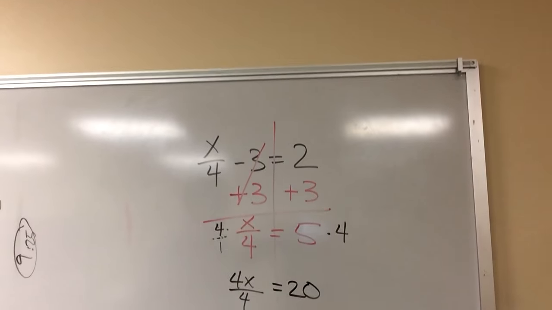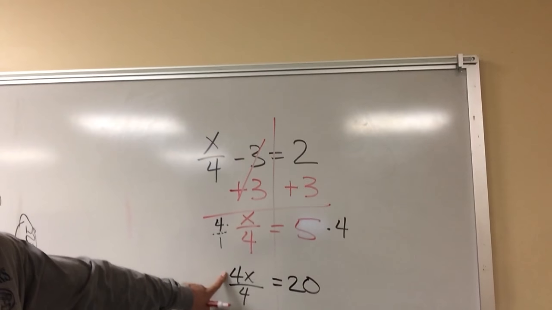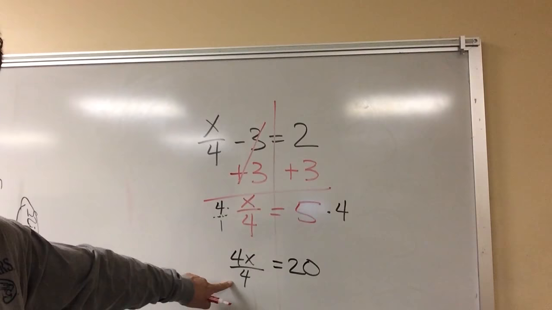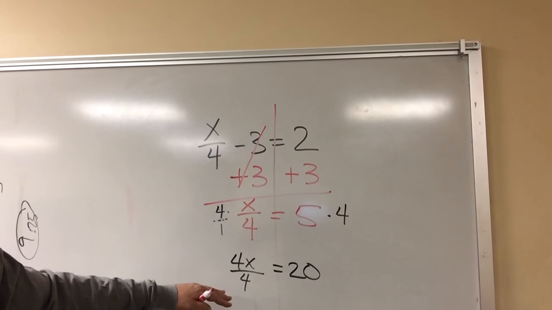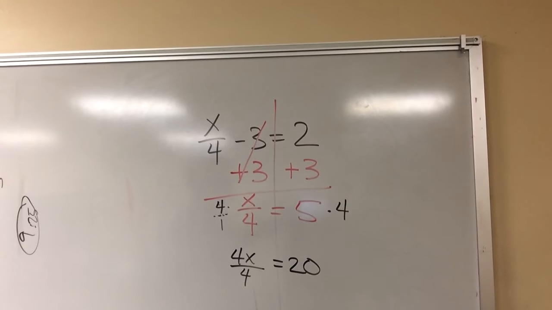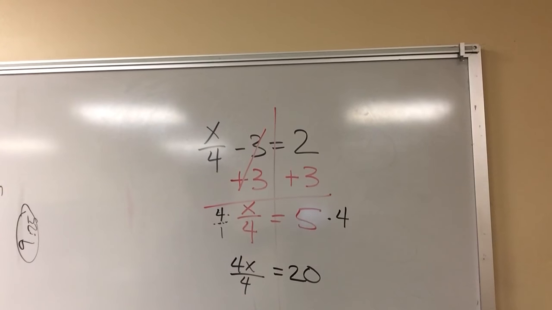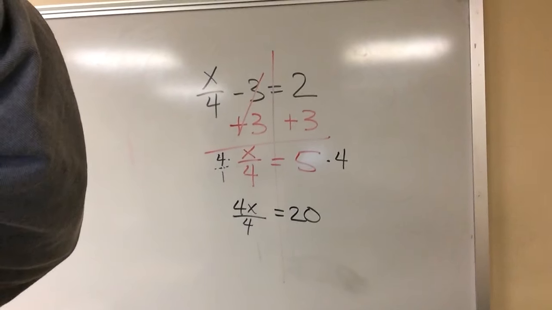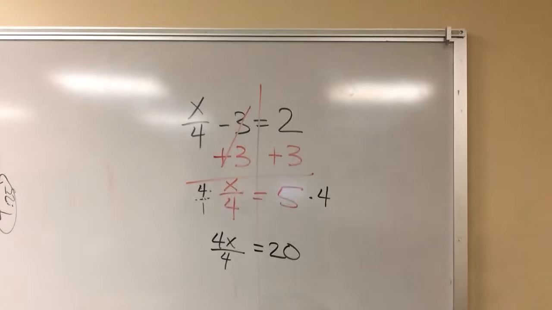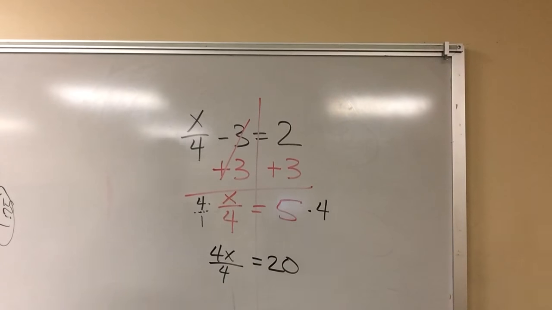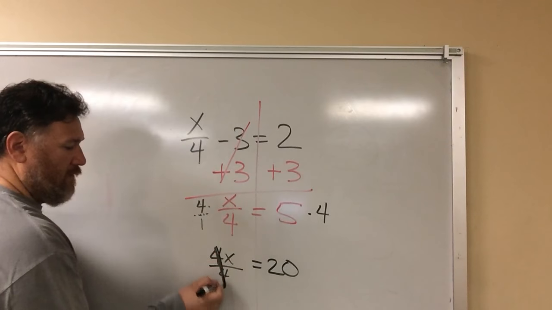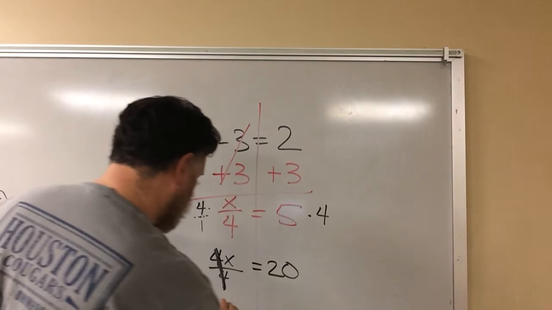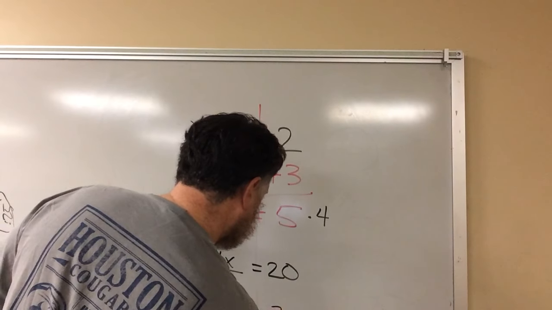You can see here on our equation that we have 4 divided by 4. That's going to cancel out. 4 divided by 4 is 1. So we're just going to be left with 1x there on the bottom. Four divided by 4 is 1. So I have 1x equals 20.